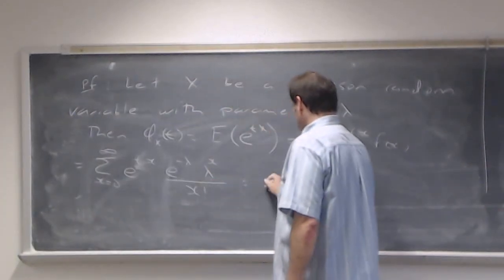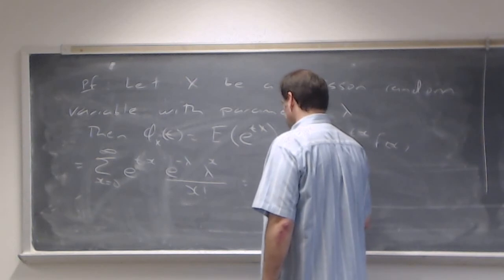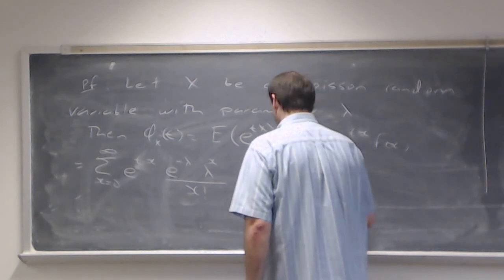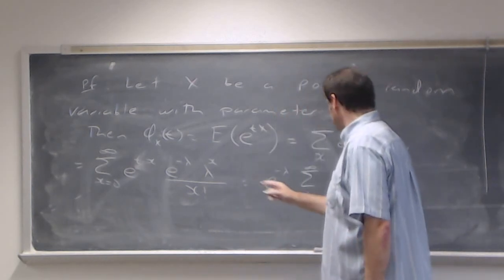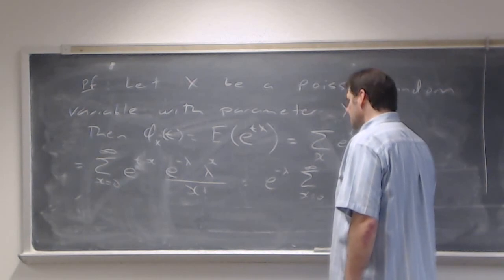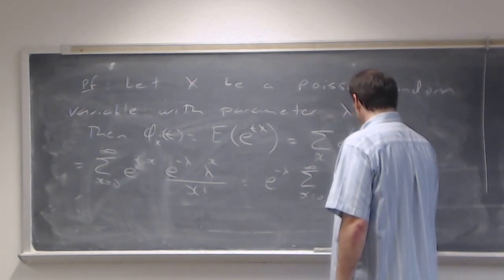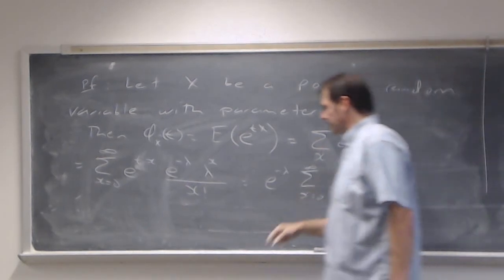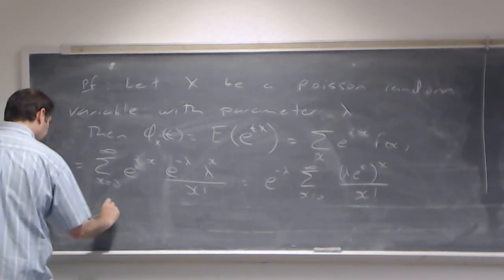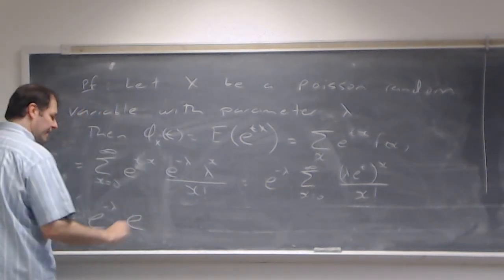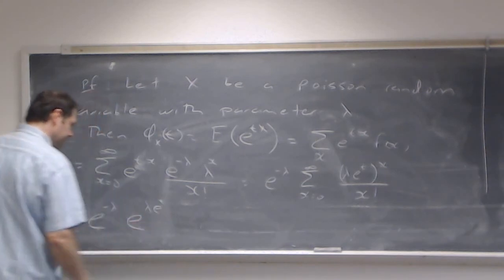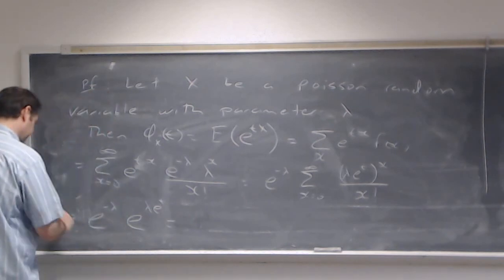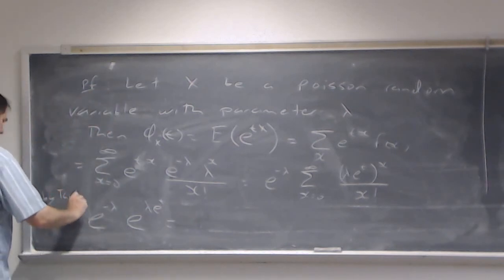Okay, the e to the minus lambda doesn't depend on x, so it can be taken out. Sum as x runs from 0 to infinity. And then what we're left with, I'll regroup this as lambda times e to the t, all raised to the x, all over x factorial. Now Taylor's theorem tells me what this is. So this is e to the minus lambda times e to the lambda times e to the t, by Taylor's theorem.